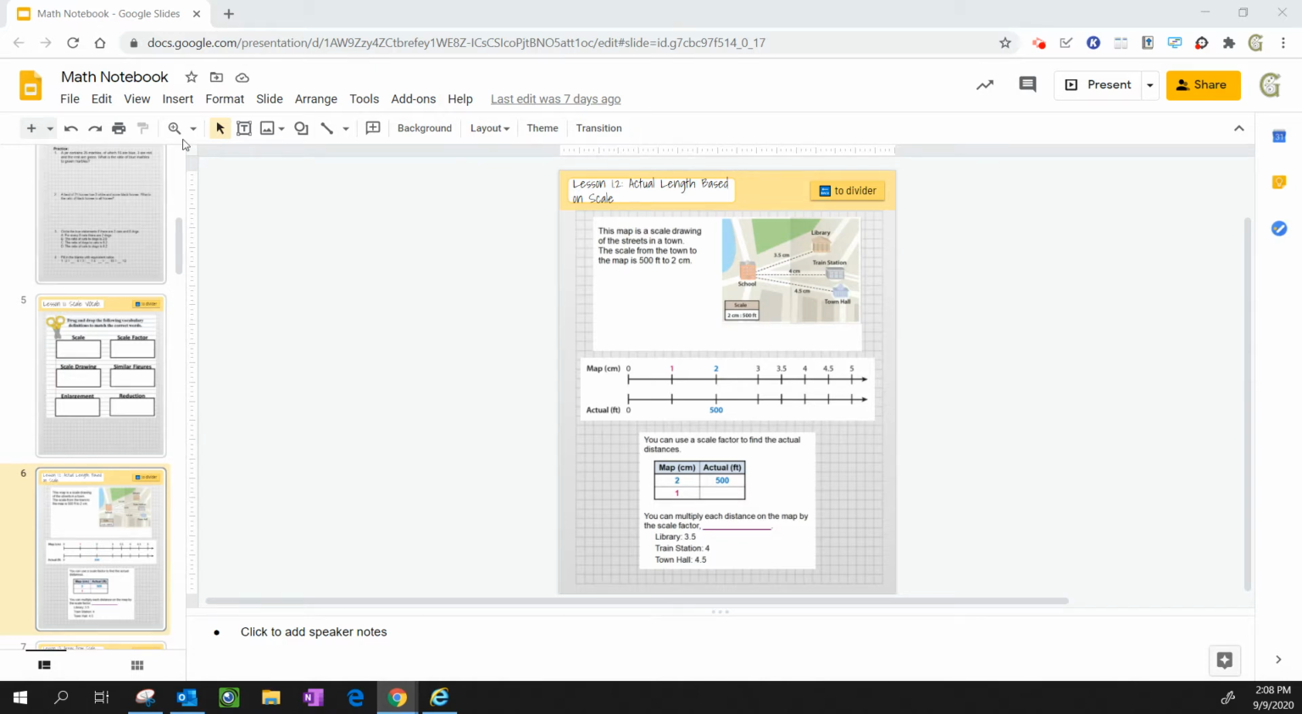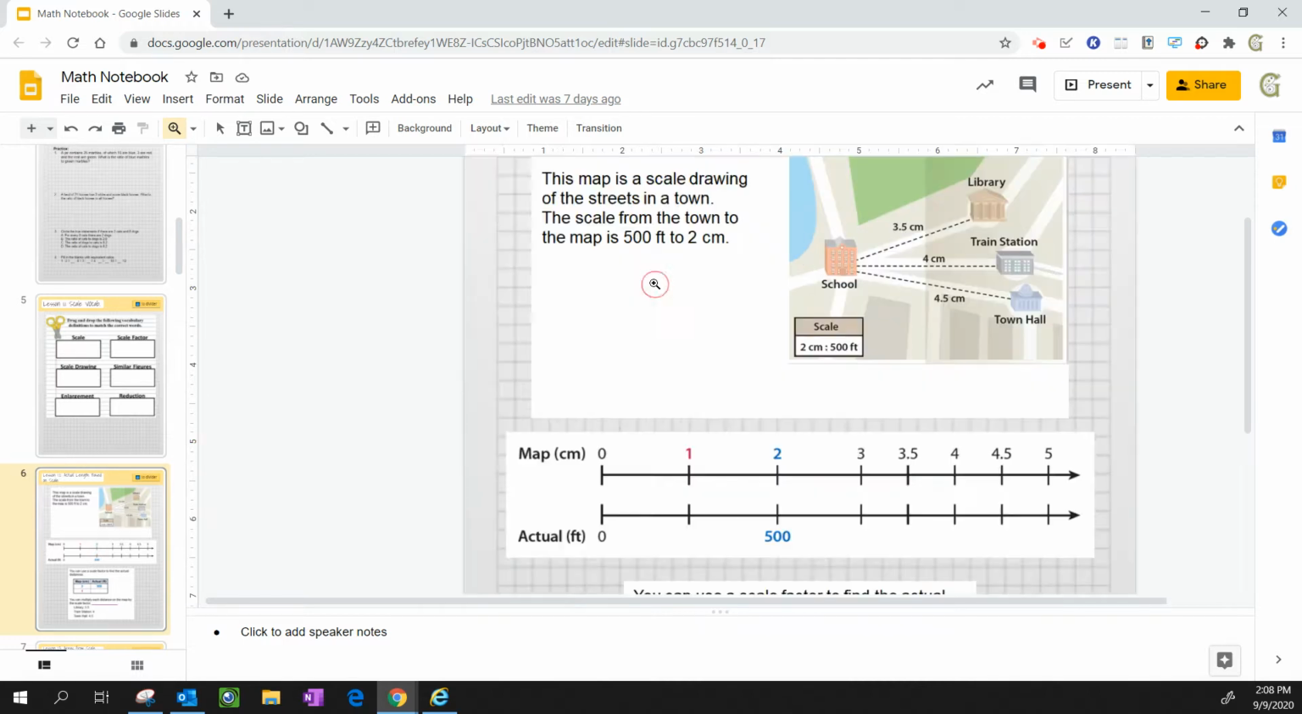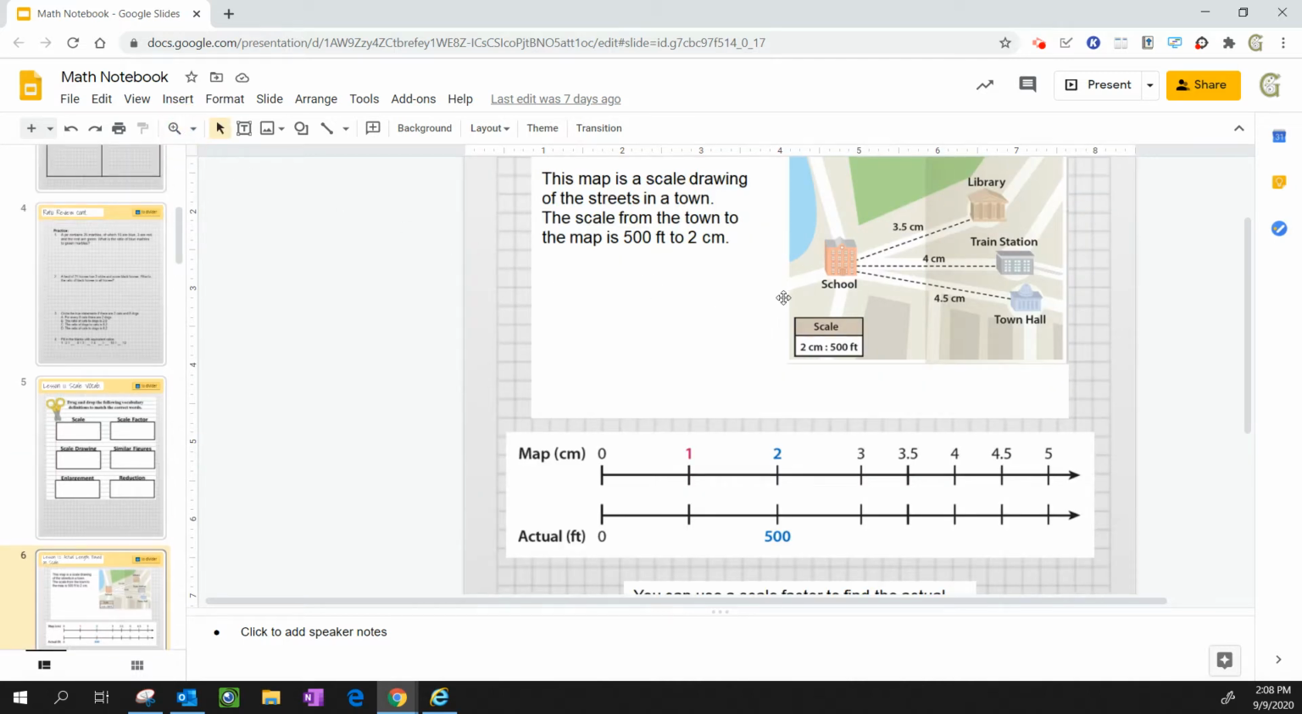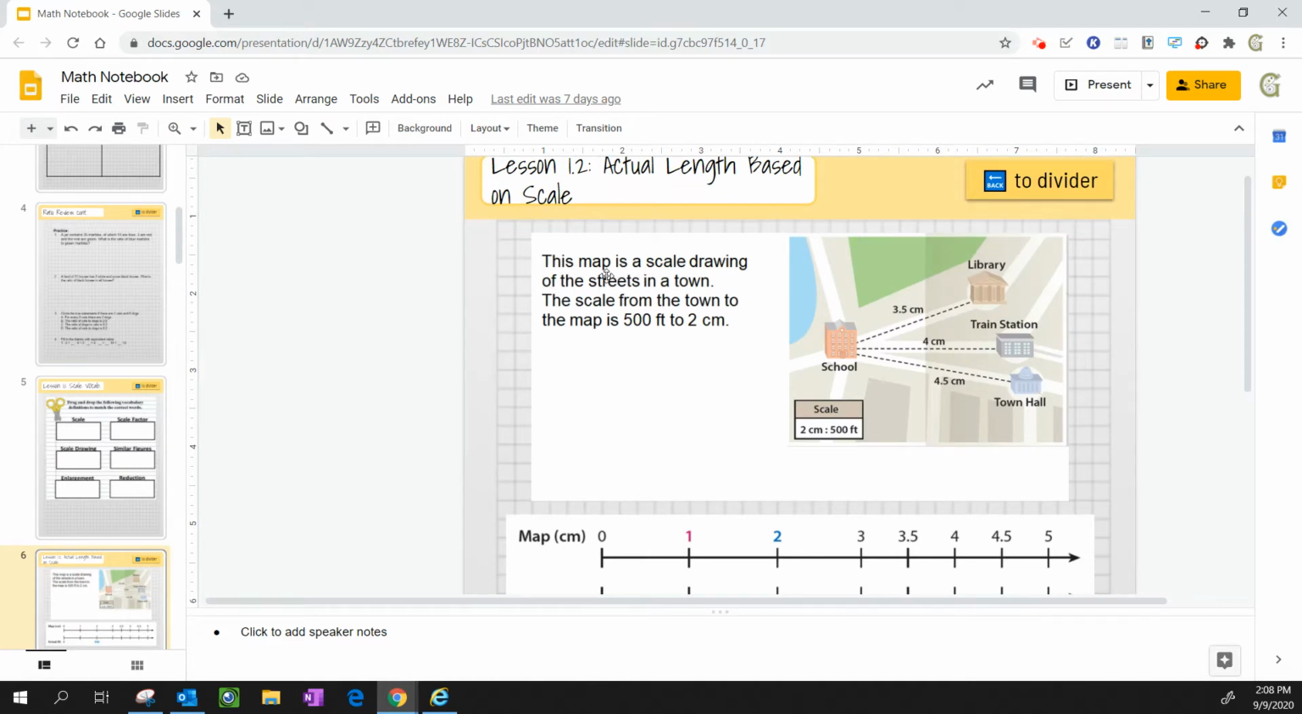So if you look at the problem on the page here, if you're not on this page, you can go ahead and pause and get here. Okay. You can see that there's a map and it tells you that it's a scale drawing of streets in the town, and the map on the scale from the town is 500 feet to 2 centimeters. So that means that every 500 feet in real life is going to be 2 centimeters on this map. And you can see that down here where it tells you what the scale is.